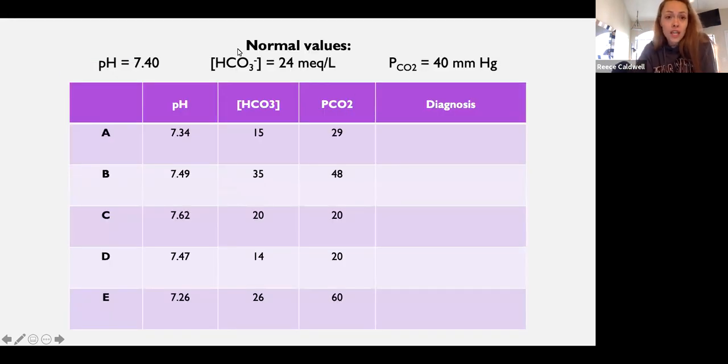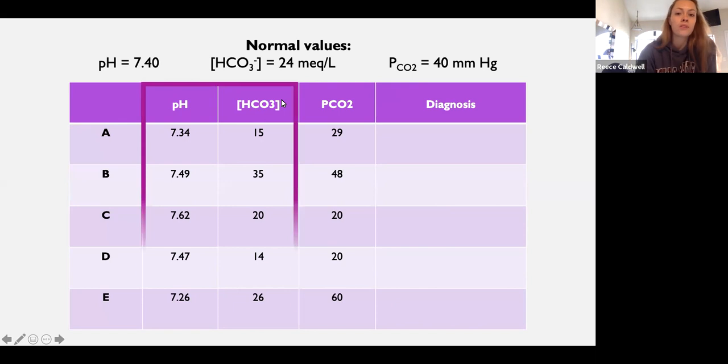So now we're hopping into the actual worksheet. This is just like a prettier version of what you have on your paper. And what we are given are some normal values. We're given pH. Remember that for pH, the indicator we use is hydrogen ions. We're given concentration of bicarbonate, and we are given a partial pressure of carbon dioxide. So this is pretty much our equation. We have carbon dioxide equals hydrogen plus bicarb.